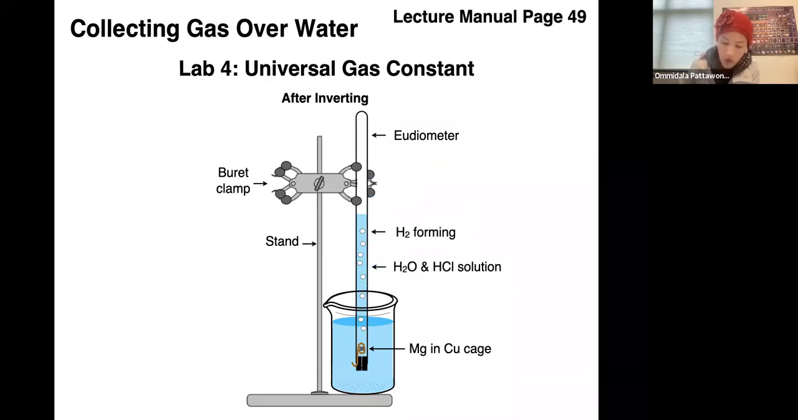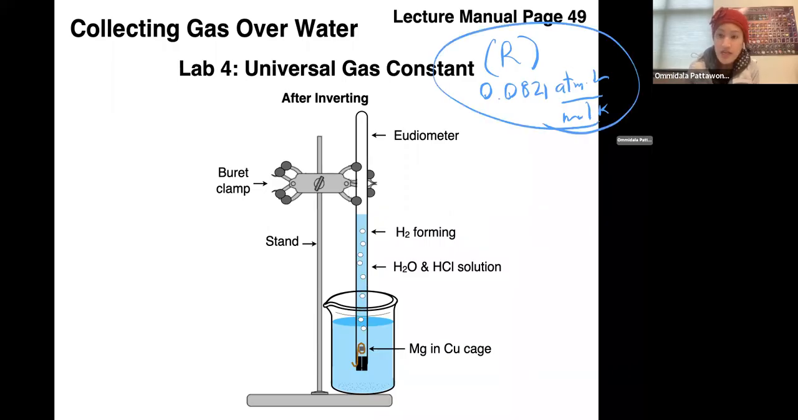You are going to get to use the eudiometer in lab 4 when you measure the value of the gas constant R, which we learned in class is equal to 0.0821 atm times liter over mole times Kelvin. So in this case, you are going to measure that. It might come out close, or it might deviate from the theoretical value. You need to also think about the sources of error that come with that as well. You are going to see how to measure this in lab.